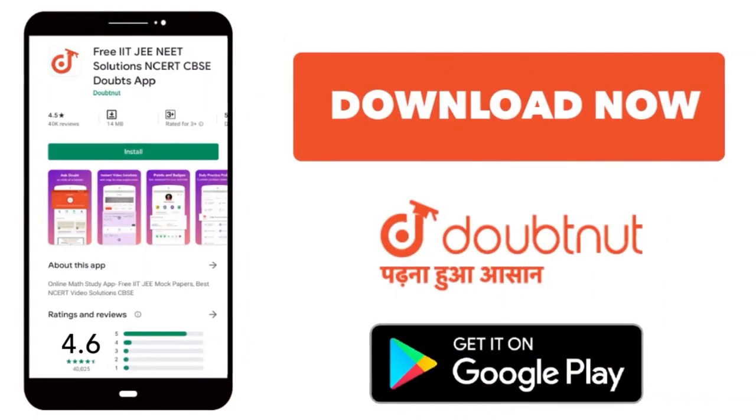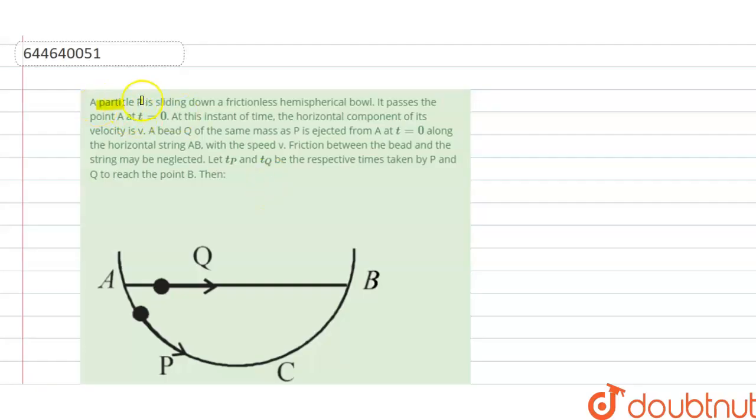Hello students, today our question is: a particle P is sliding down a frictionless hemispherical ball. It passes the point A at t = 0, at which instant the horizontal component of its velocity is v. A bead Q of the same mass as P is ejected from it at t = 0 along the horizontal string AB with speed v, and the friction between the bead and the string may be neglected.